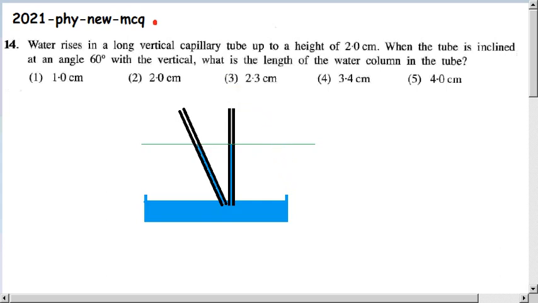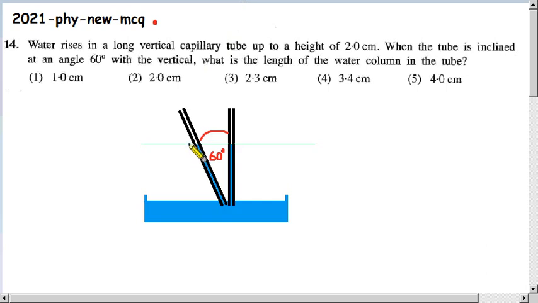So now you can calculate, because this angle they have given as 60 degrees with the vertical. With the vertical the angle is 60 degrees. So this angle is 60 degrees from the vertical.